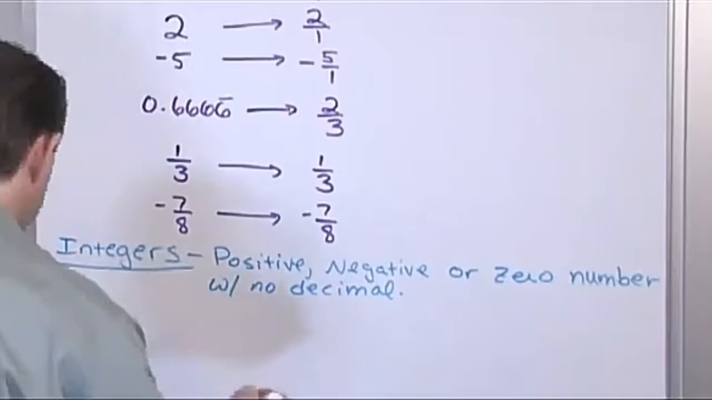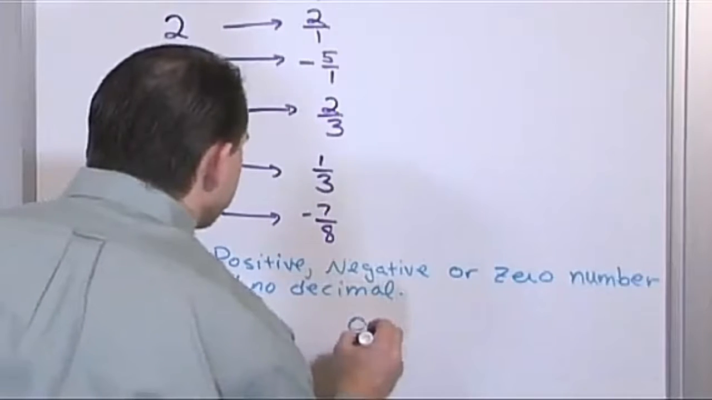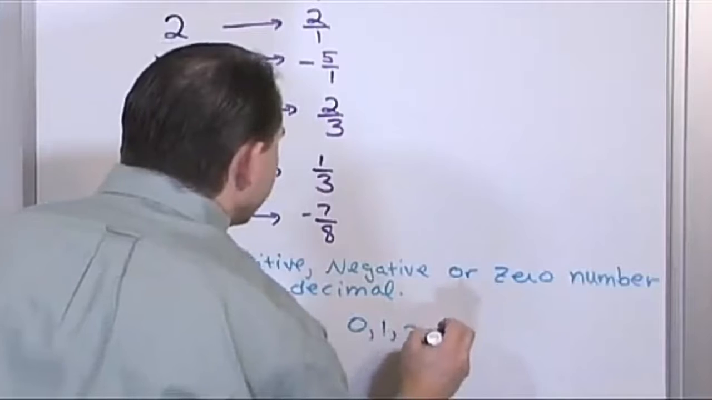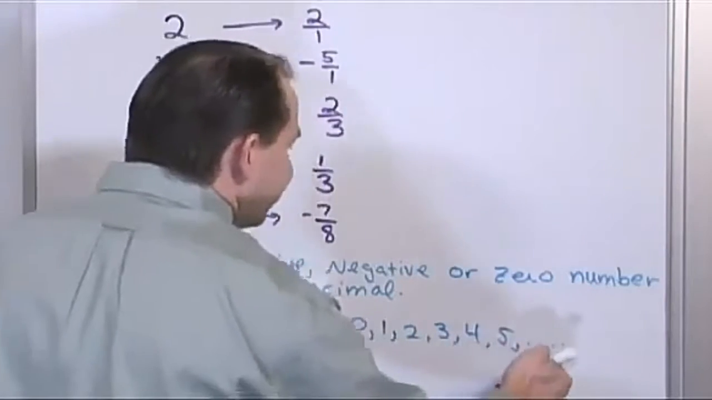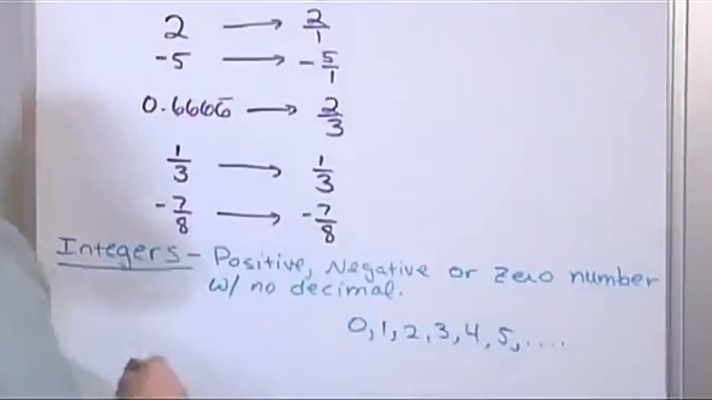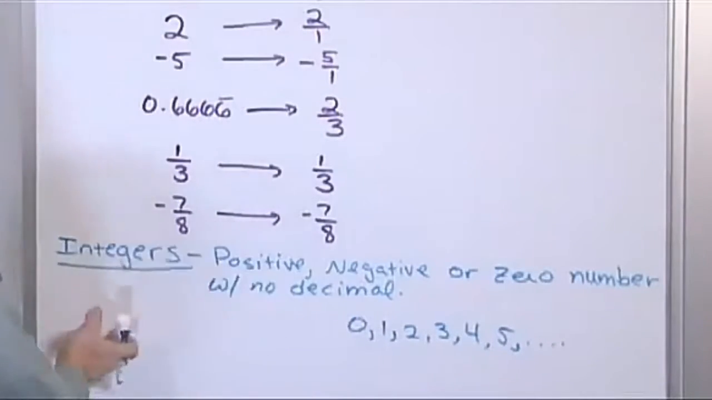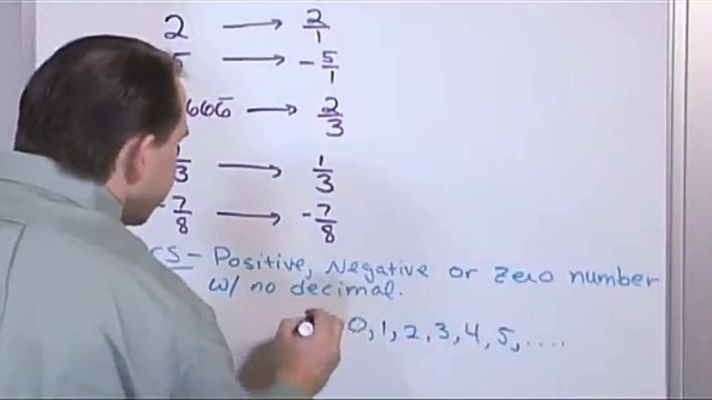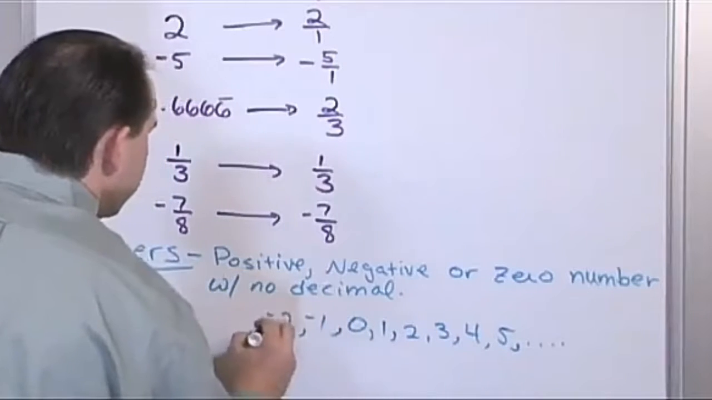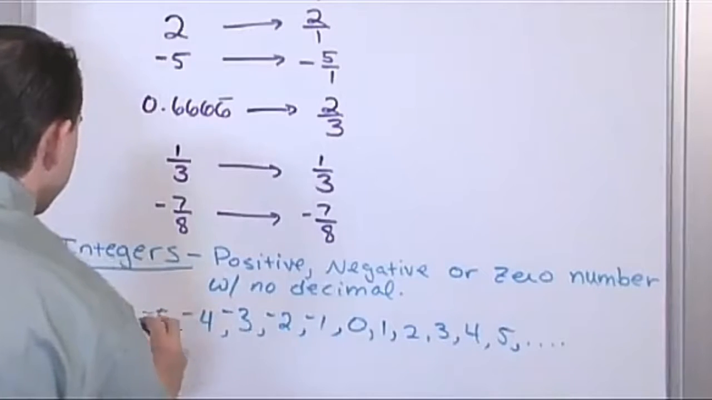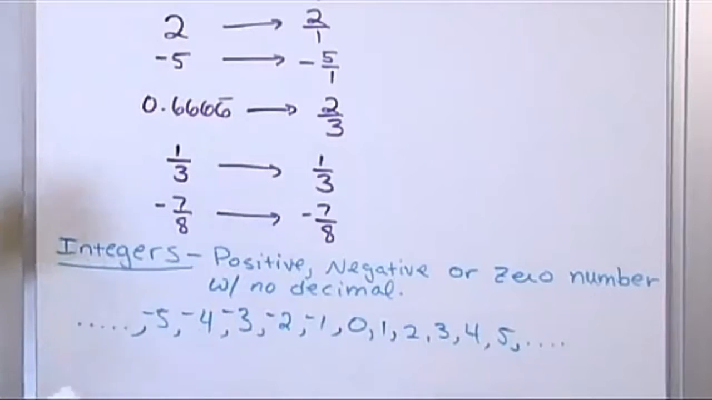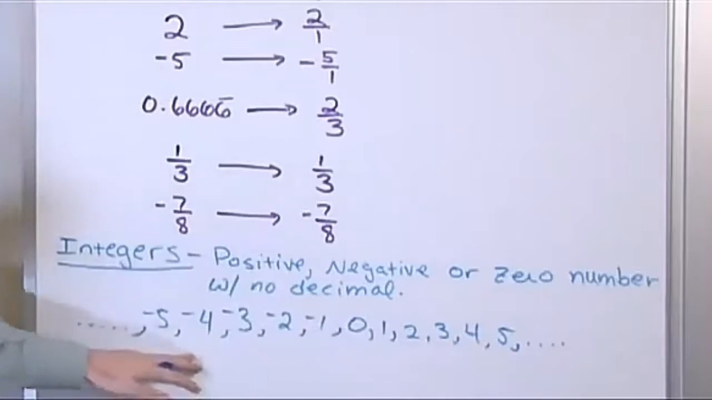So, for instance, you might have the numbers 0, 1, 2, 3, 4, 5, in other words 6, 7, 8, 9, 10, 11, 12, on and on to infinity. And then, of course, on the negative side, we've got negative 1, negative 2, negative 3, negative 4, negative 5, and so on. So integers are really all of these numbers that don't have any decimal point.